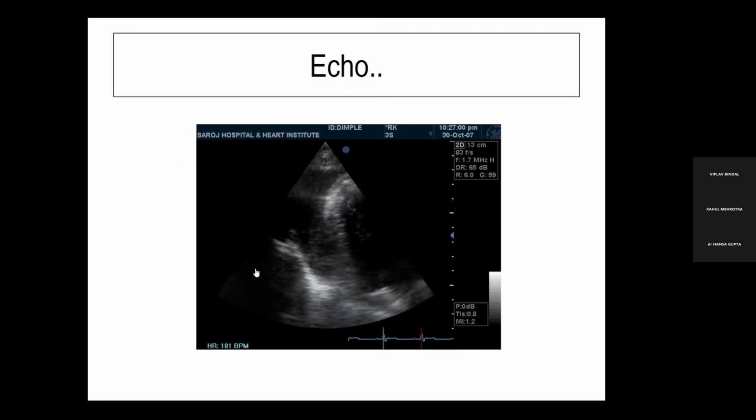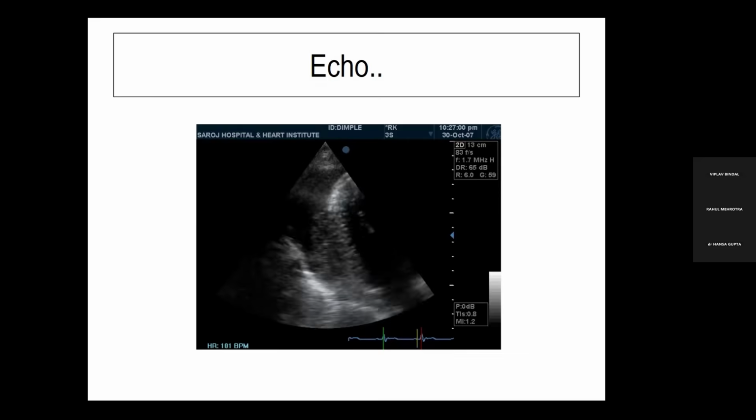Now, this is an echo of the patient. My surgeon says, Dr. Gupta, can you tell me where my patient has developed a rupture of the heart? I said, I can show you a rupture of the heart if it's on the right side of the heart, but not on the left side of the heart.